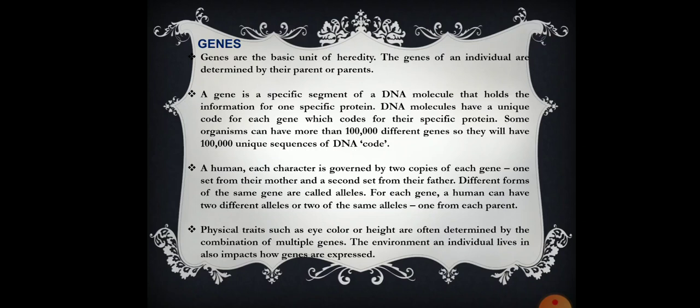So in humans, each character is governed by two copies of each gene, one from their mother, one from their father, that means one is maternal and one is paternal in origin. Different forms of the same gene are called alleles. For each gene, a human can have two different alleles or two of the same alleles, one from each parent.